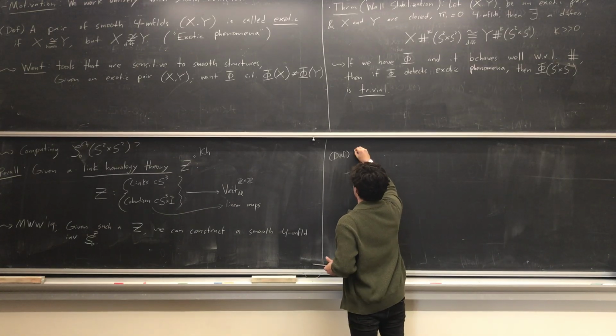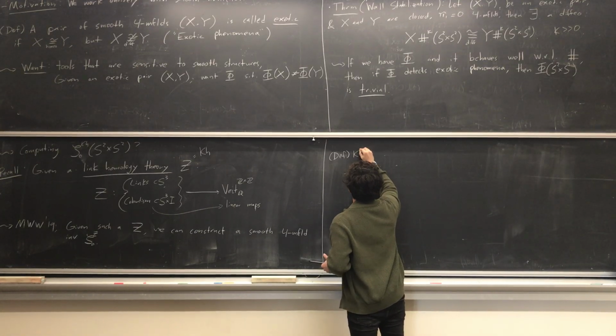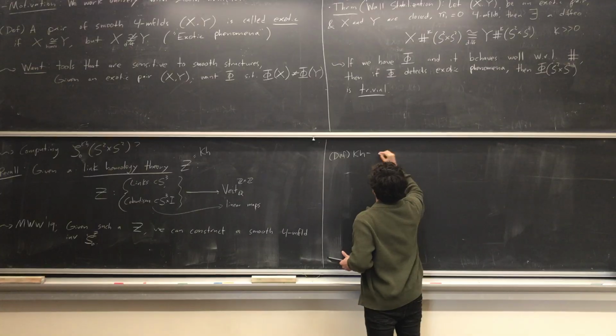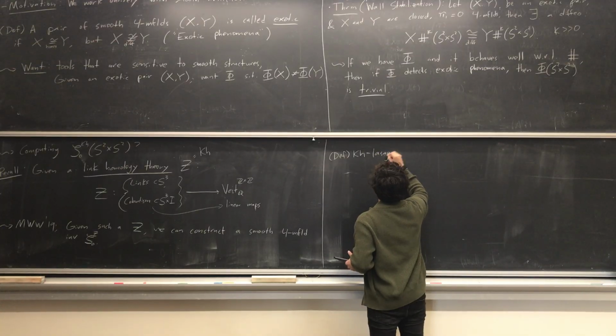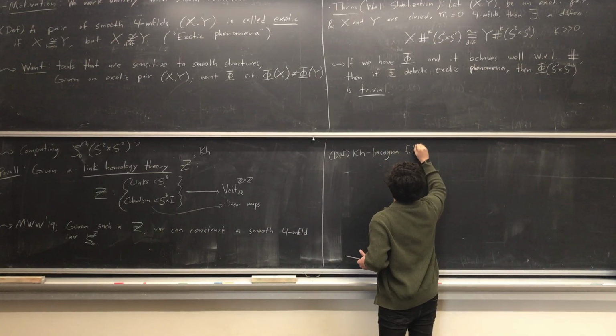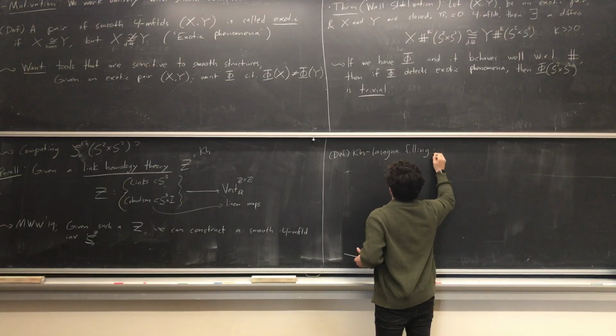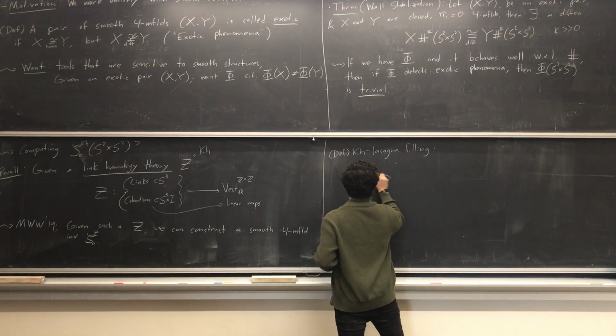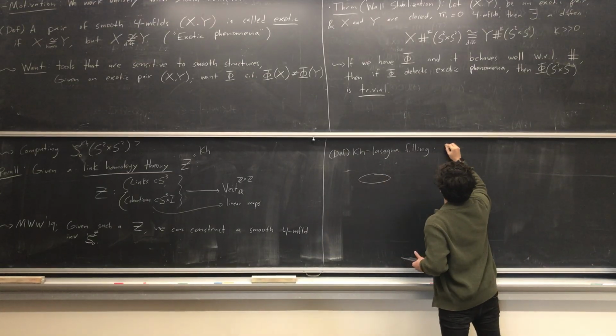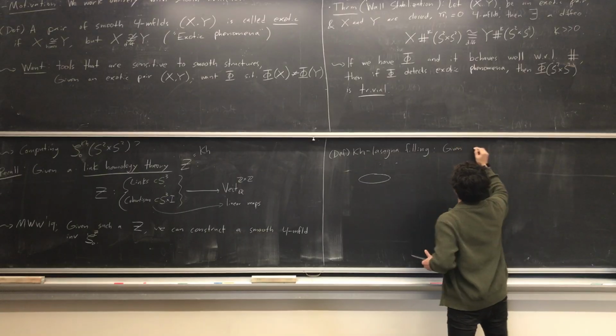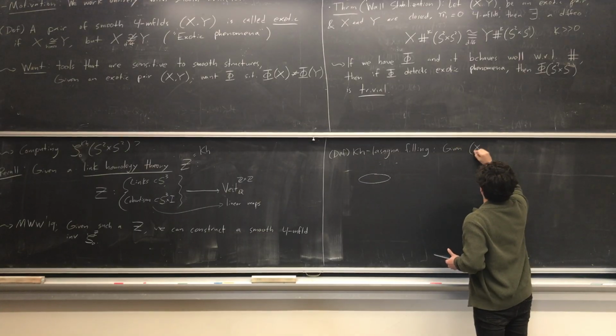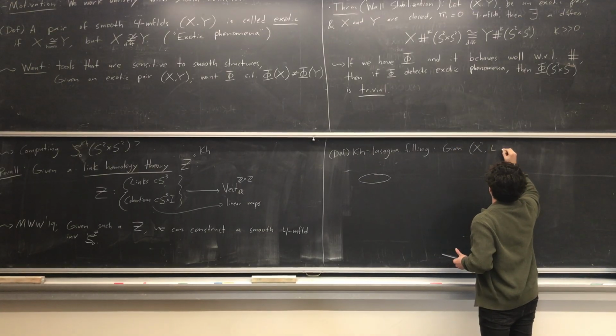Okay, so let's just do it for Khovanov homology. A Khovanov lasagna filling consists of the following data. This is after you're given some four-manifold X and a link in its boundary.